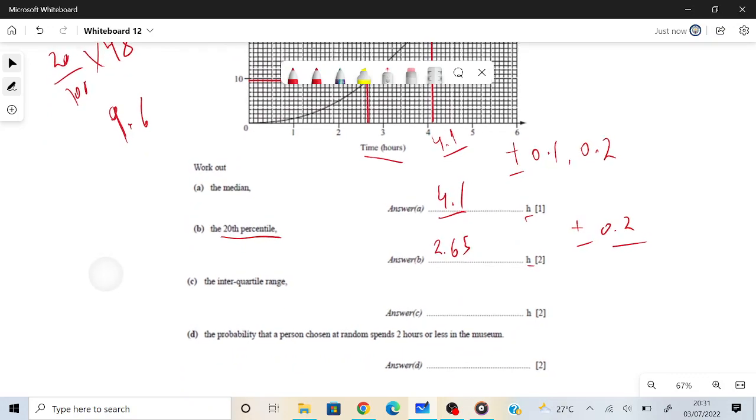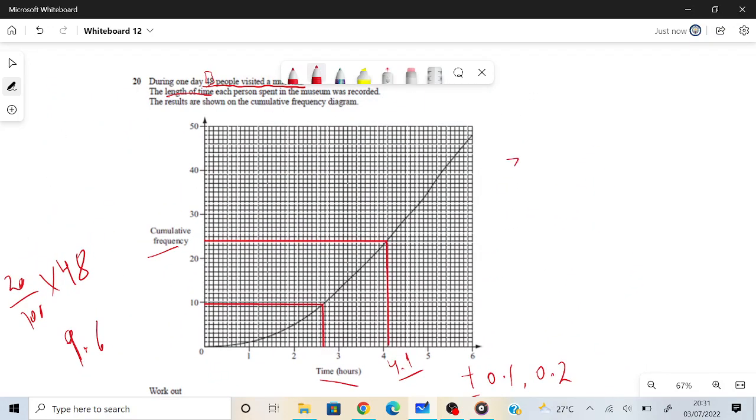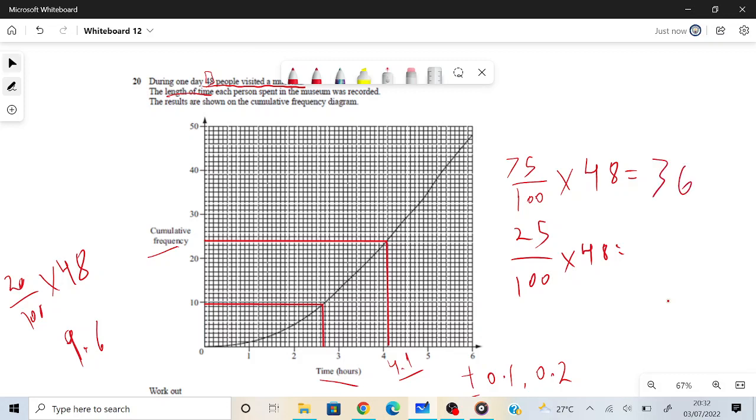Interquartile range is upper quartile minus lower quartile. Upper quartile is 75% of the cumulative frequency, 75 over 100 times 48, and lower quartile is 25% of the cumulative frequency, that's 25 over 100 times 48. So let's do that real quick. 75 divided by 100 times 48, that's 36. That's the upper quartile, and 25 divided by 100 times 48 again, that's 12. That's the lower quartile.